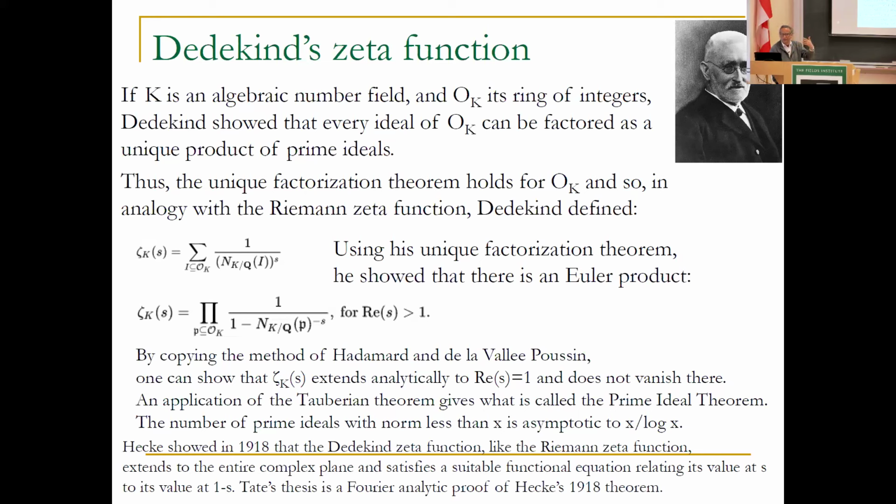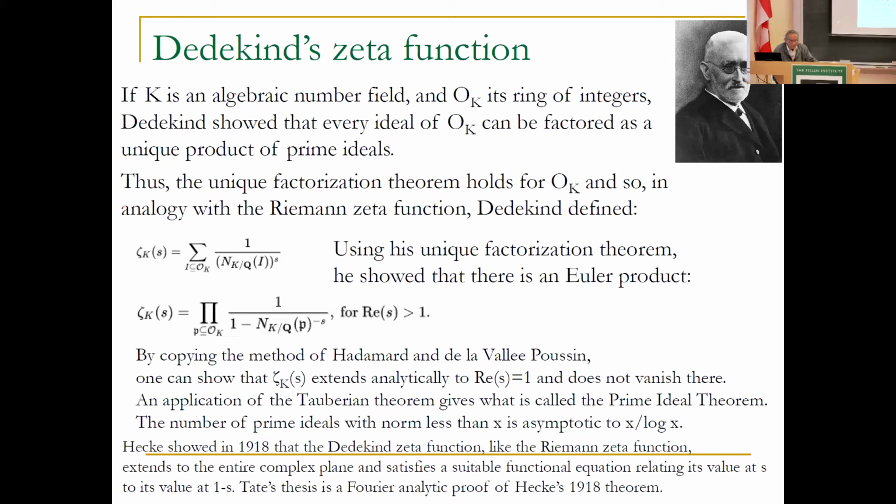So this must have been at the back of Artin's mind when he immigrated to the United States and then supervised Tate and the famous Tate's thesis. But we'll get there in a second. Tate's thesis is really a Fourier analytic proof of Hecke's 1918 theorem. So here's a case where Tate didn't prove anything new in his thesis, but it's a sensational thesis, nevertheless, right? Because conceptually, it's a big deal.